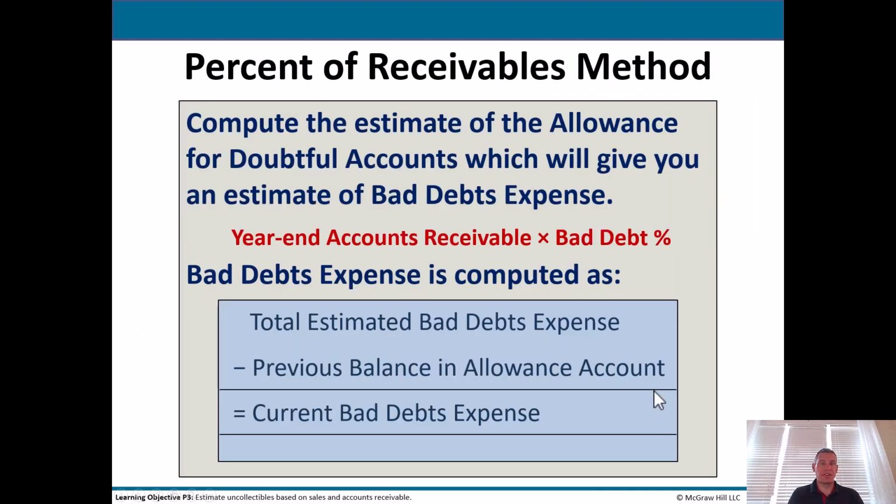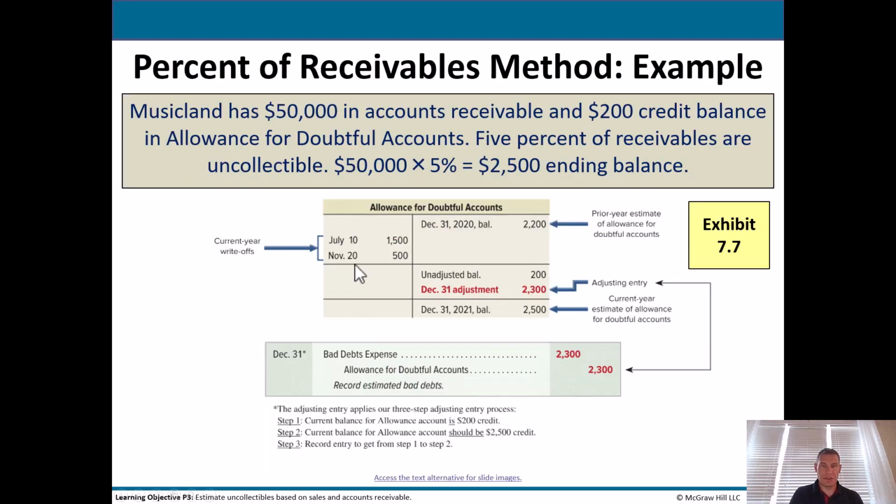Now for the percent of receivables method, the first thing we'll do is, you can see down here, we're going to estimate bad debts expense. We're going to figure out what that is, which we'll get to in a second. But then we're going to look at, okay, do we have a previous balance in the allowance account? And if we do, we're going to offset that, and then that will give us our current bad debts expense.